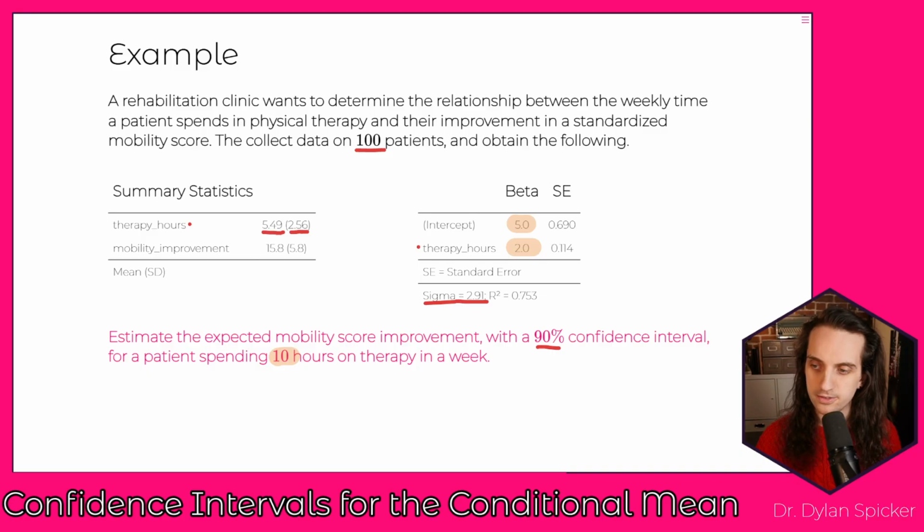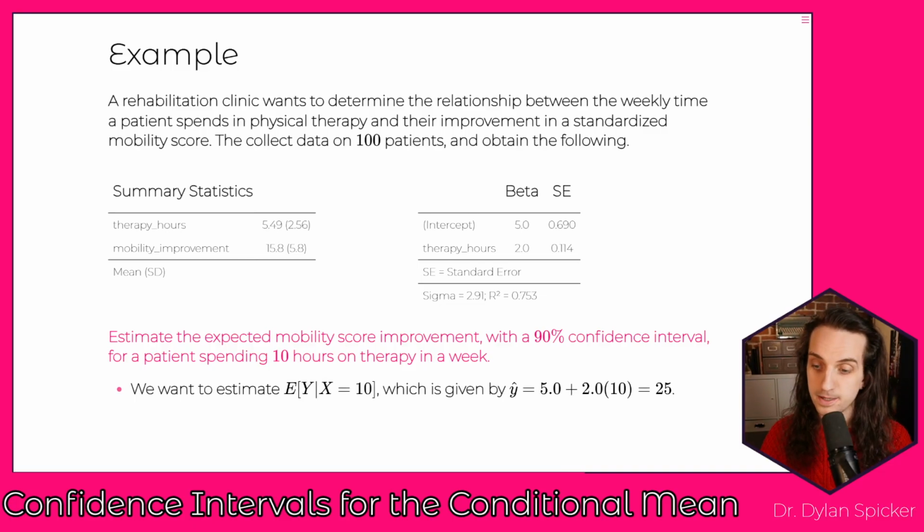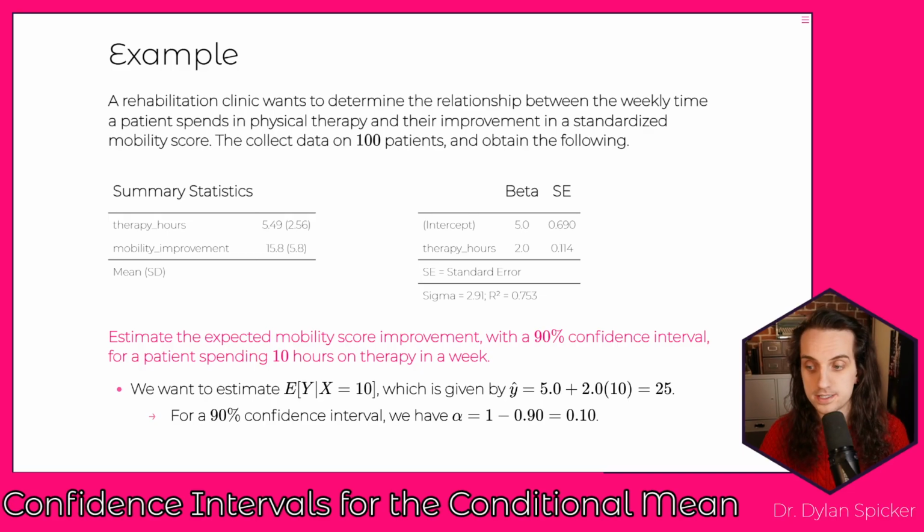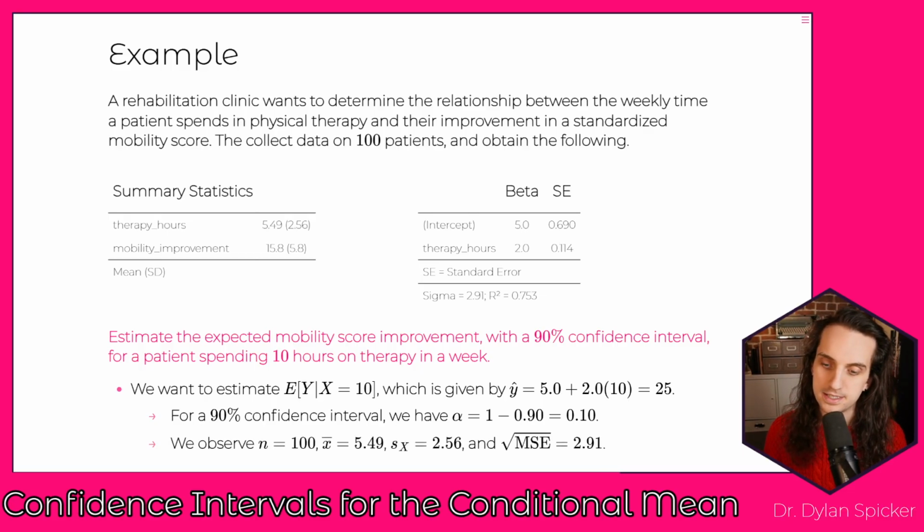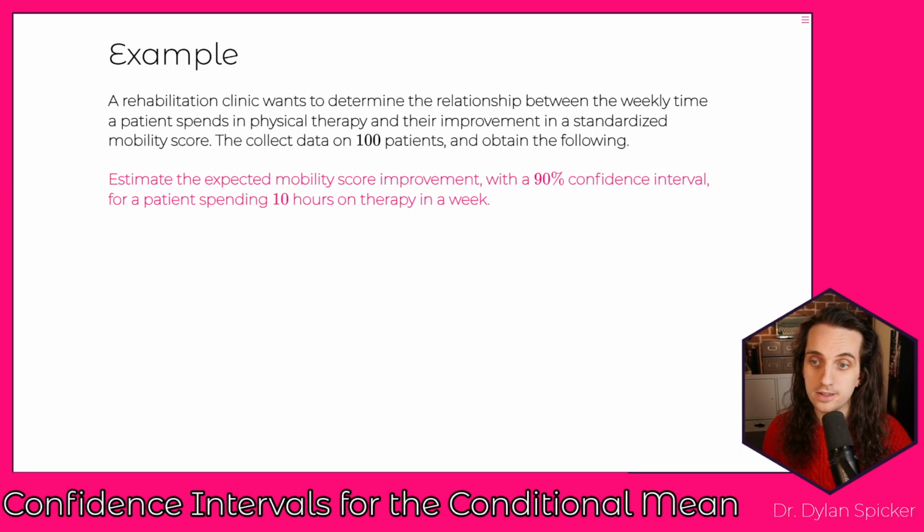So sigma is given by the square root of our MSE, rather, right? And so that's 2.91. And so then ultimately all of this can be plugged in directly, right? And so we can start walking through. The expected value of y given x is equal to 10 is going to be 5 plus 2 times 10, or 25. For a 90% confidence interval, alpha is going to be 10%, right? And we observe n is 100, x bar is 5.49, the standard deviation of x is 2.56, and the root MSE is 2.91. So then we plug all of this in, right?